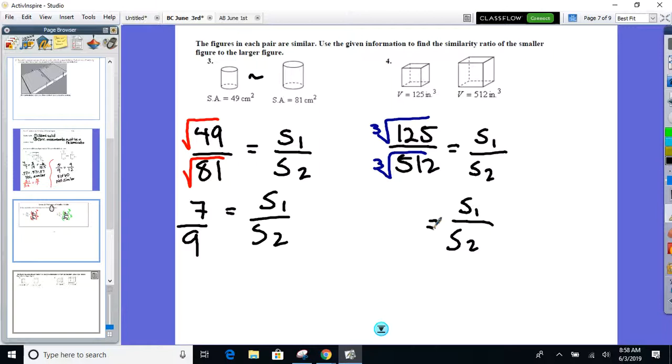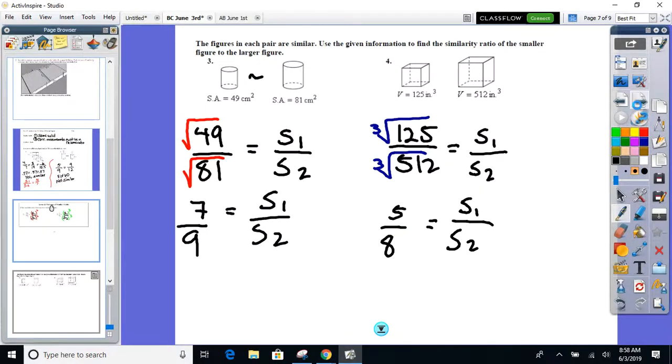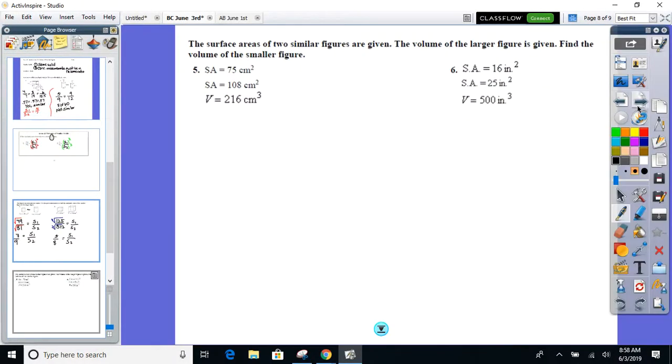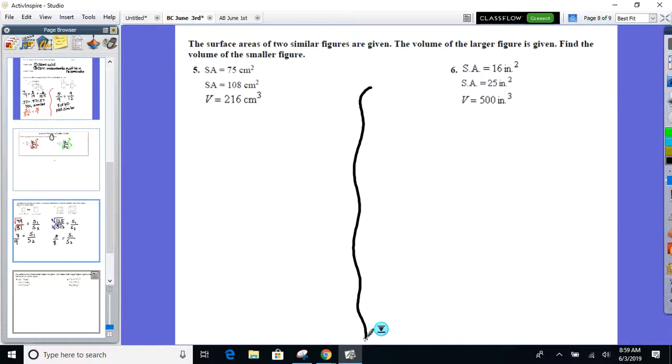And the ratio of any corresponding sides would be 5 to 8. All right, we're ready to step it up a little bit now. Let's see if we can help each other out here. I didn't get the last one. Can you go back? Ask somebody in your group.